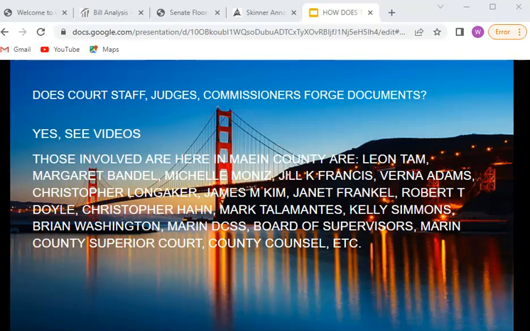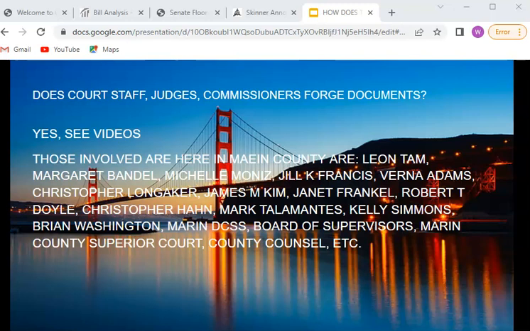Robert T. Doyle, he's the sheriff. He's enforcing these orders with his deputies. He's well aware that it's a fraud, but he's wearing his corporate hat. Christopher Hahn, he's a child support staff of the court clerk, making these Judicial Council forms and filing them, using whiteout, signing over whiteout, crossing stuff out with markers, altering documents, forging documents.